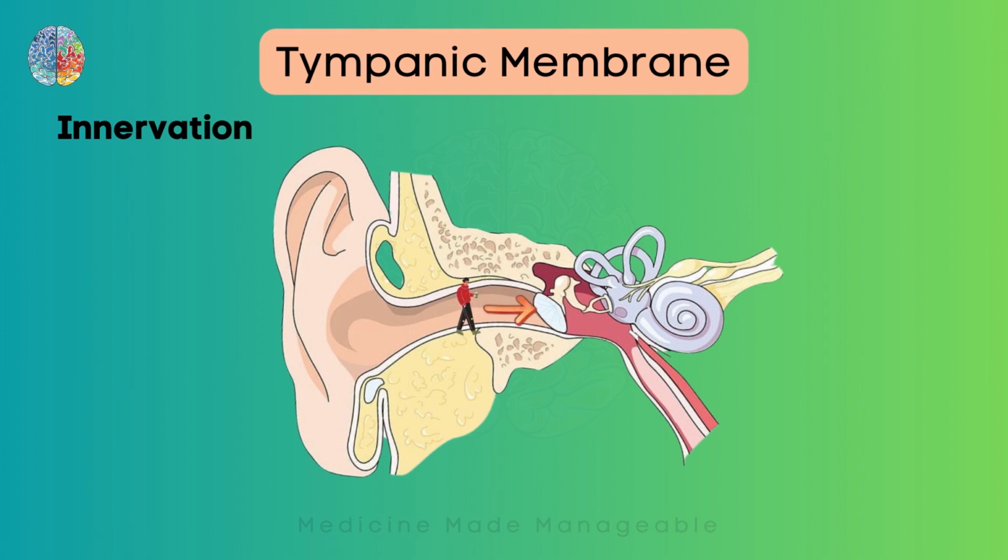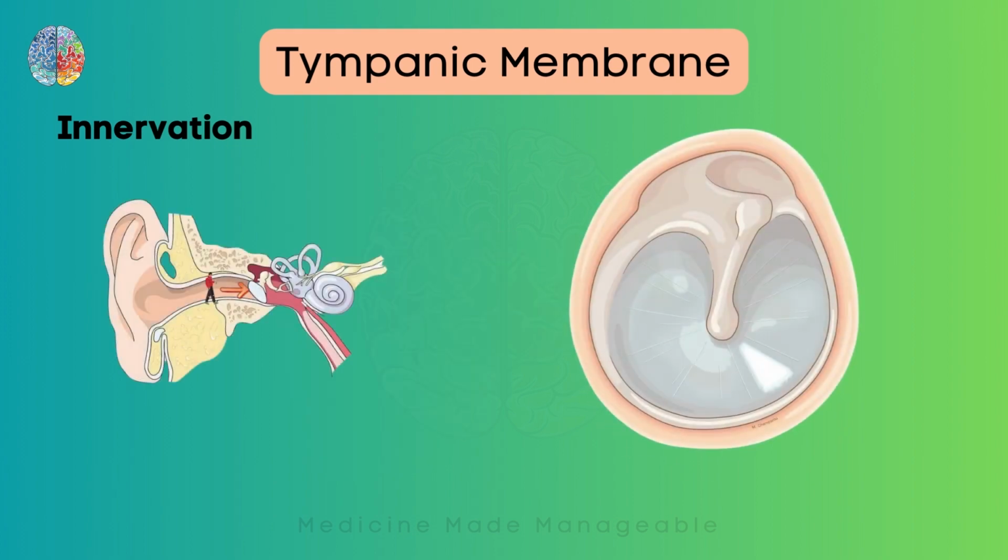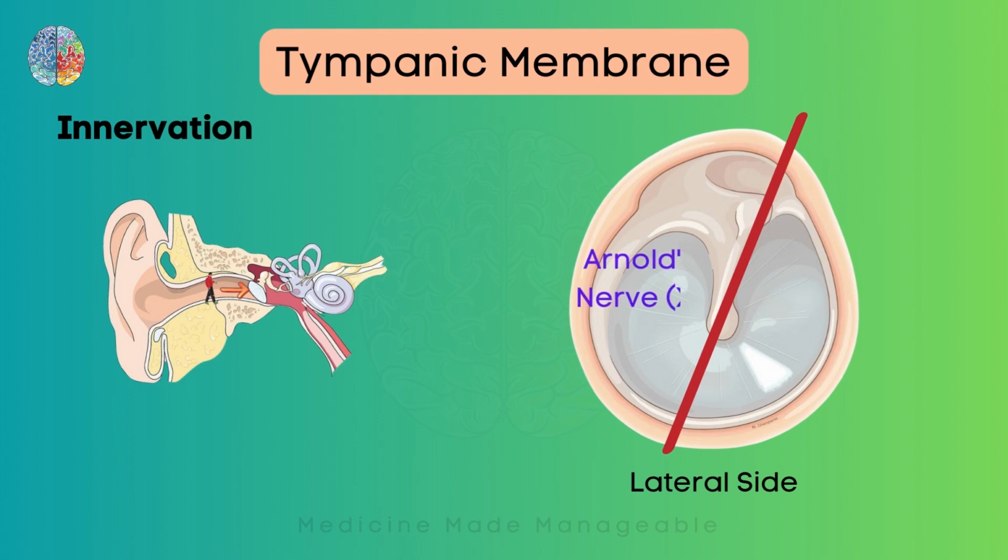Again, imagine you're standing in the EAC and you're looking at the tympanic membrane from this direction. This is what the tympanic membrane will look like, and this is called the lateral side of the tympanic membrane. If you divide the tympanic membrane like this, the posterior side is supplied by the Arnold's nerve and the anterior part is supplied by the auriculotemporal nerve, which is a branch of the V3.